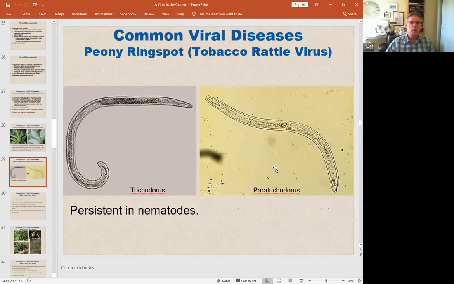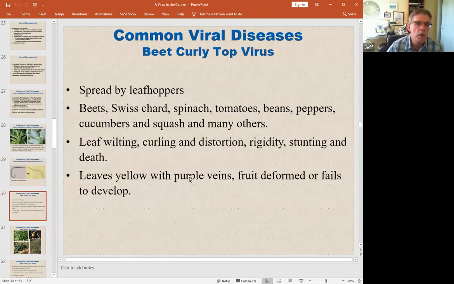So here's what nematodes look like under a microscope. You probably can't tell one end from another, but there's the business end. It has a little stylet that comes out of there and penetrates the plant. And it persists in the nematode for a long time, which is not good news for the gardener.